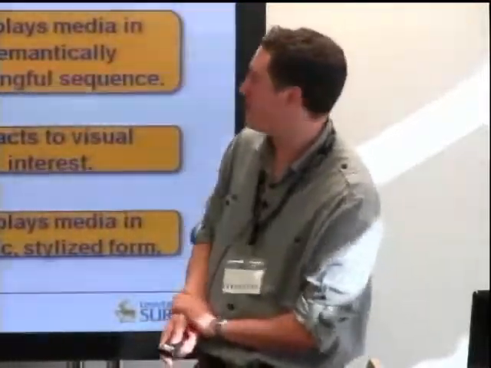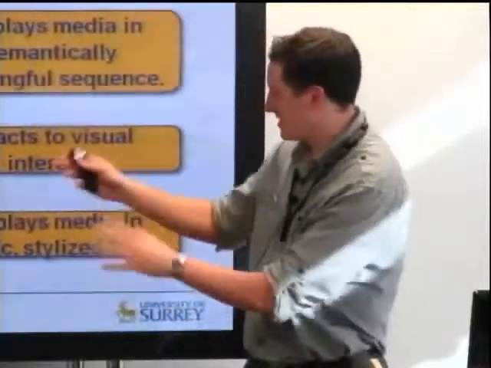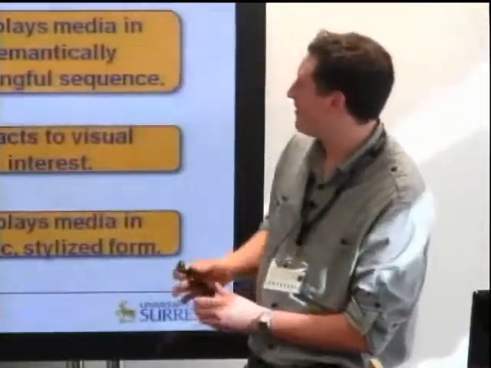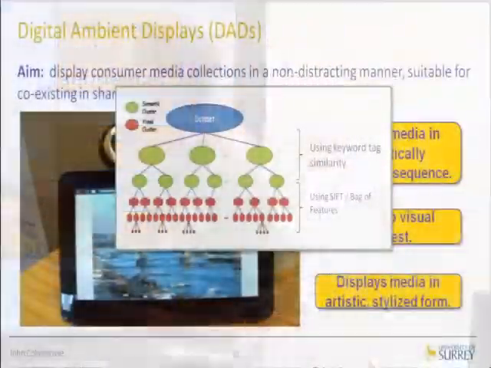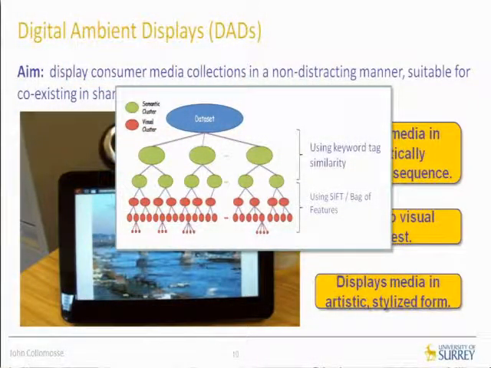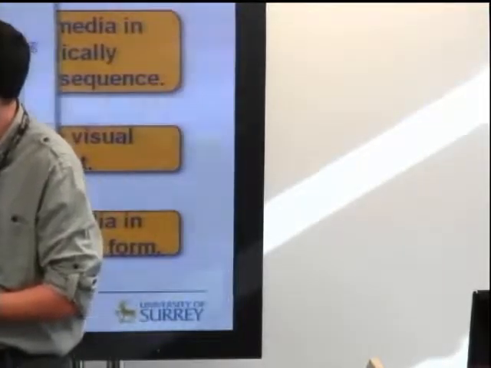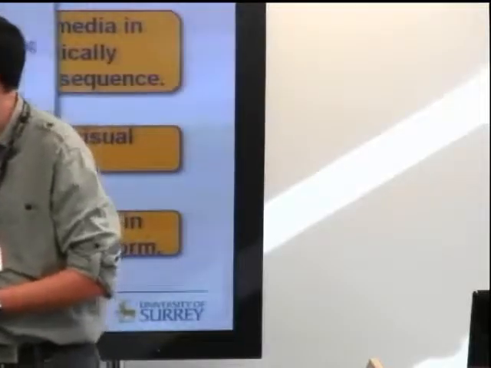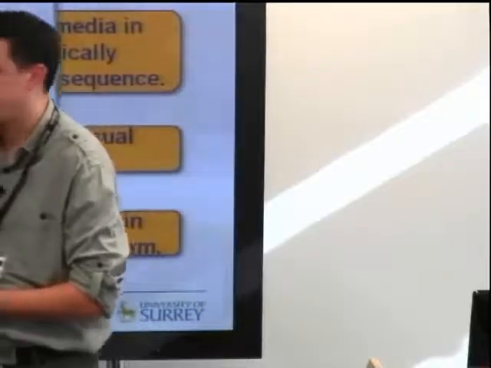And we feel that one way of doing that is to use artistic stylization techniques. So this display does a couple of things. It's not just your average digital photo frame. It presents the media in a structured way by clustering the media using keyword tag similarity and also clustering on visual similarity to create a hierarchy out of your content. So if this were a trip to London, it might cluster your photos into London, Big Ben, Buckingham Palace, and so on. And the system will walk around the tree presenting that media.